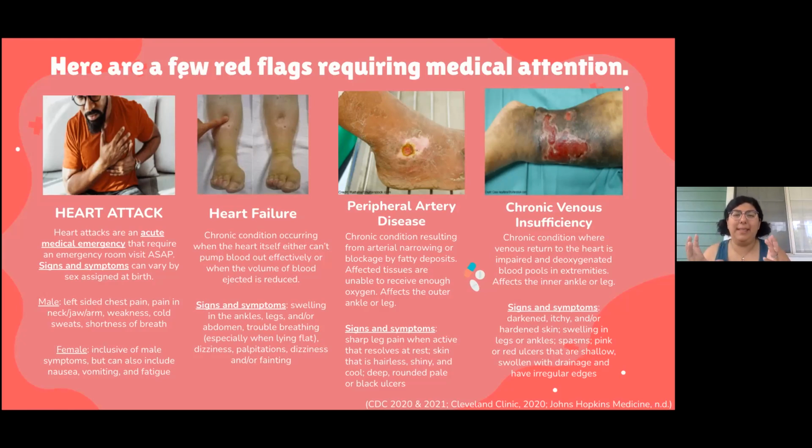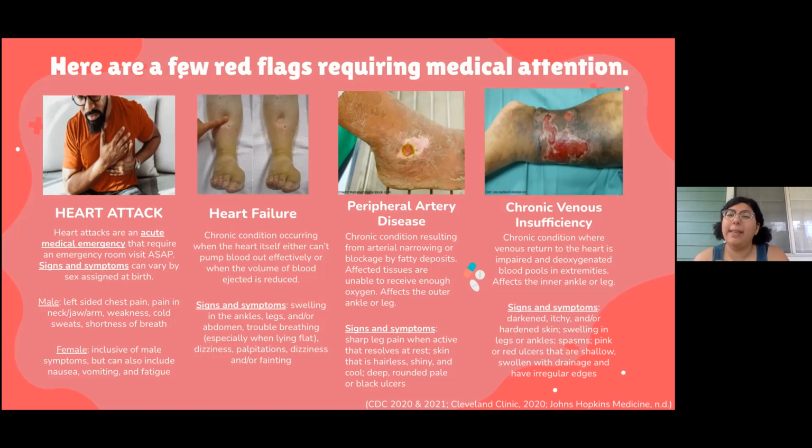And it's all again part of the system. And this is chronic. It's not like you call 911 right away just because this exists, but these next heart failure, peripheral artery disease, and venous insufficiency all require long-term medical attention. I'll go ahead and keep these next two brief and connected.